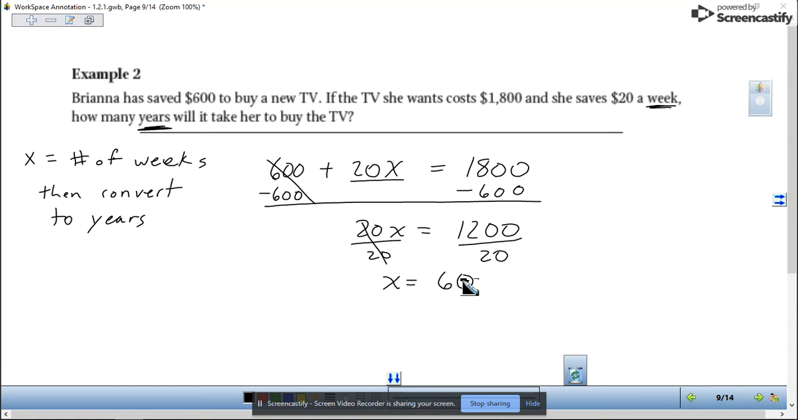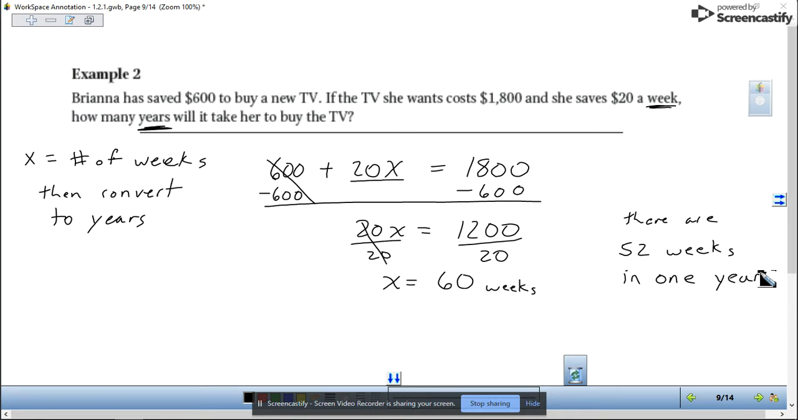Now, once you do that, you're going to need to figure out how many weeks are in a year. You should know that. You can Google that if you need to look it up. I'm going to tell you for the purposes of this. That's how many weeks it's going to take. Okay? So there are 52 weeks in 1 year. So the next step is going to be taking those 60 weeks and converting those to years.